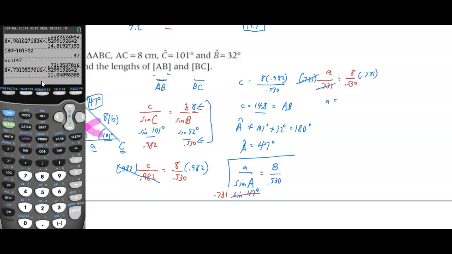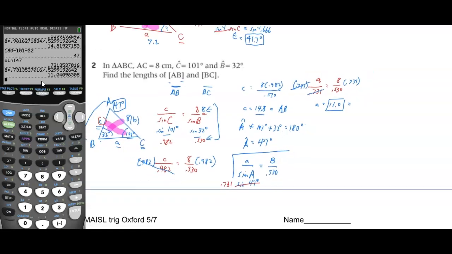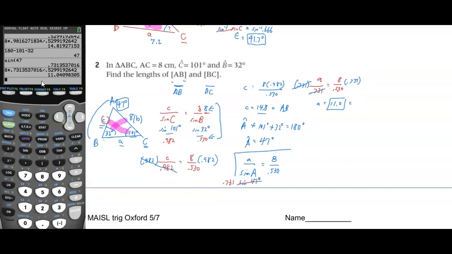11.04. If I round it to 3 sig figs, it would be 11.0. So the A distance is 11.0. A could also be written as distance BC, which is line segment BC's length. Okay? So that's it for this page.